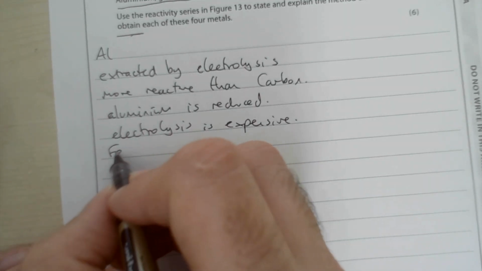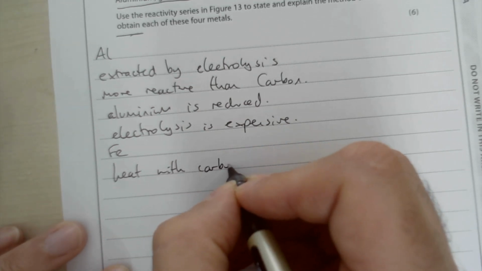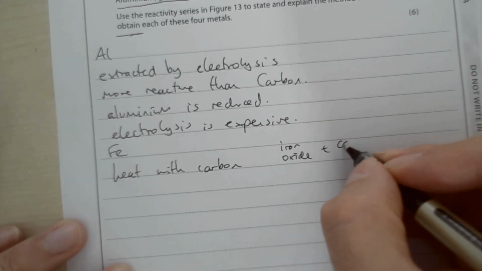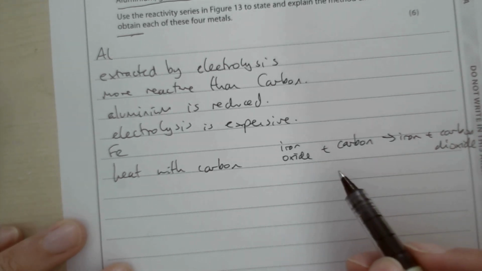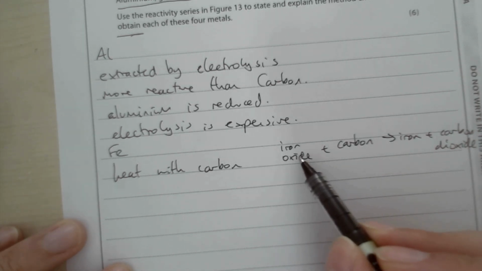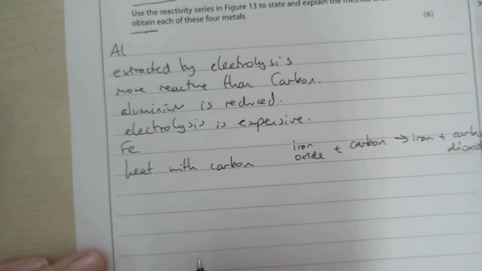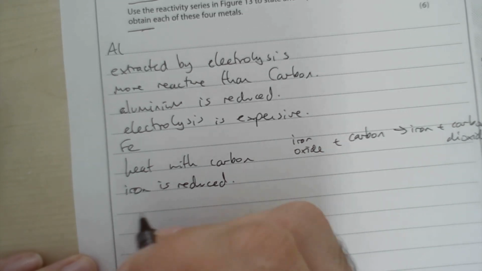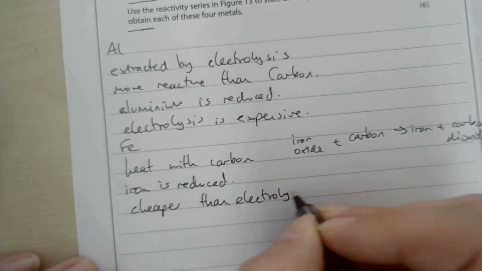Then we can talk about iron, symbol Fe. We heat it with carbon. Let's write the equation out quickly. So we'd have iron oxide plus carbon goes to iron plus carbon dioxide. So what happens here, because the carbon's more reactive than the iron, it takes the oxygen to make carbon dioxide and leaves the iron on its own, which is useful for us if we're trying to get iron. We can say that the iron is reduced, and we can say this is cheaper than electrolysis.